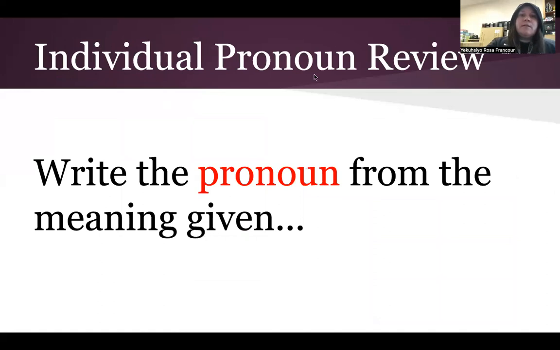Okay, let's do another little activity here. Let me see if I can move this up a little bit. I'm not sure if you can see it, but let's do a little bit of individual pronoun review. So you can grab a sheet of paper to do this. I'm going to do a few. I'm going to jump around because I'm not going to do them all. I have a bunch of slides to do all of them, but I just want you to practice this.